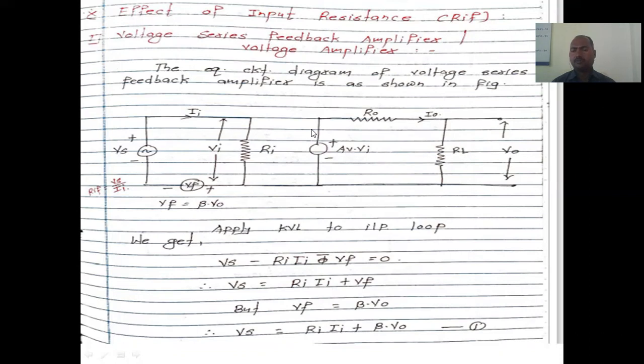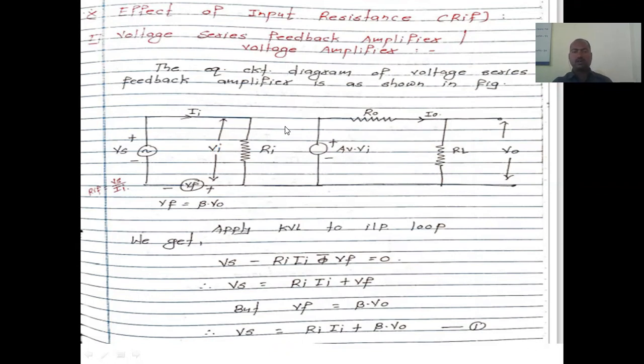Now, I'm telling you what we mean by a voltage amplifier and a current amplifier. The amplifier which gives amplification with respect to voltage is called a voltage amplifier. The amplifier which gives amplification with respect to current is called a current amplifier. Now we will see the voltage series feedback type of amplifier, also called a voltage amplifier.